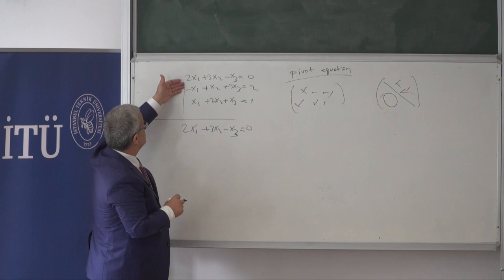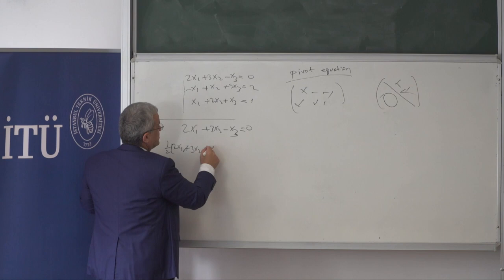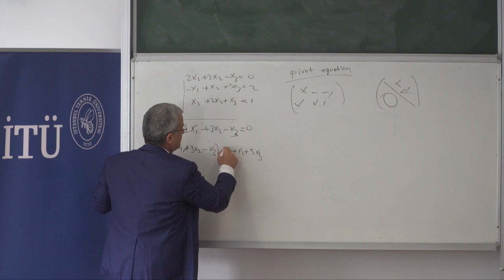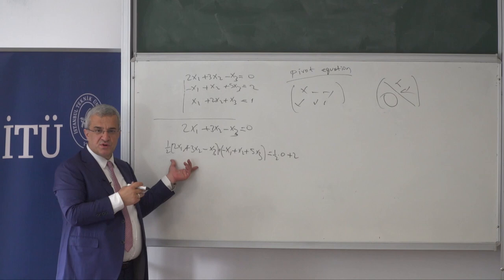So it becomes 1/2 times 2x1 plus 3x2 minus x3, added to minus x1 plus x2 plus 5x3, is equal to 1/2 times 0 plus 2. This was the second observation, right? I have this equation.